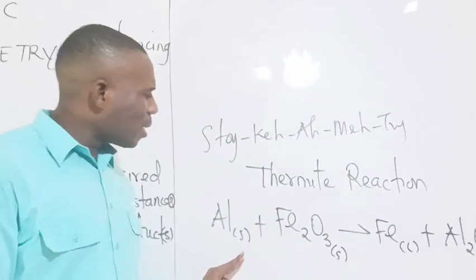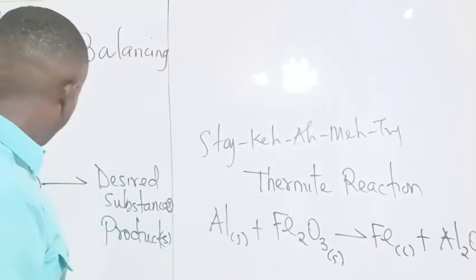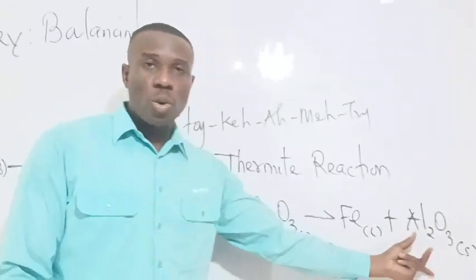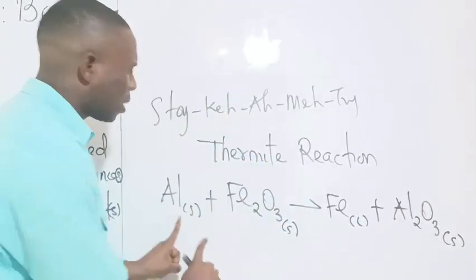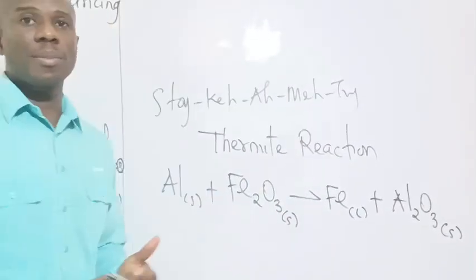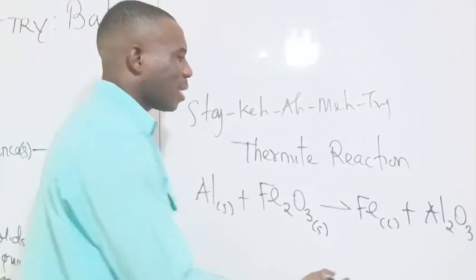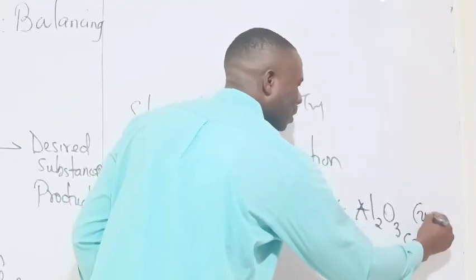Now, if you look at the left side, which we call the reactants, and the right side, which we call the products, you find that the number of atoms of each of these elements are not the same. So what it means is that this reaction is unbalanced.